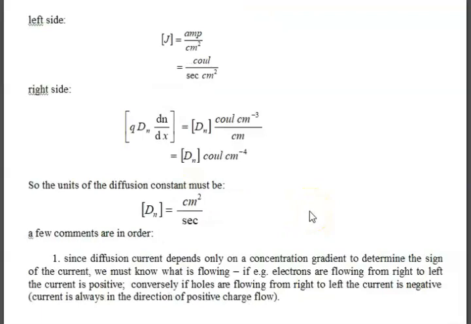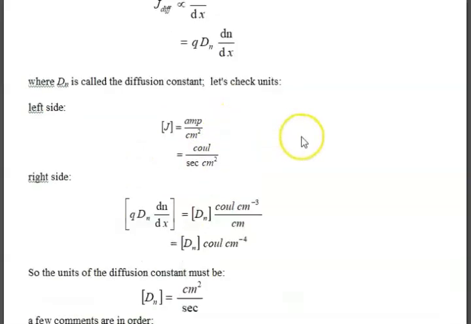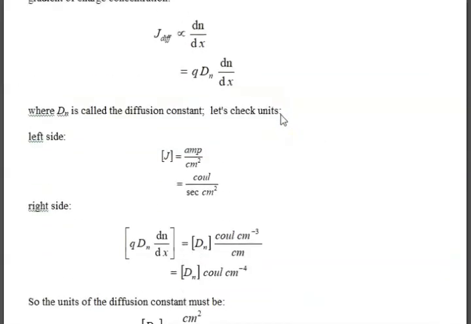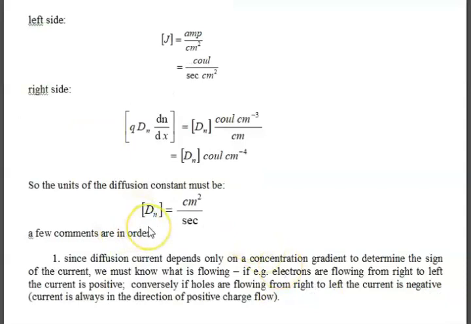And therefore, I have coulombs per second per square centimeter on this term here. The dN/dx is coulombs per cubic centimeter, because N is a volume density, divided by centimeters. So this term here, dN/dx, is coulombs per cubic centimeter divided by centimeter, which is coulombs per centimeter to the fourth power. And therefore the units of D sub n are, pulling this stuff all over here, centimeters squared per second.